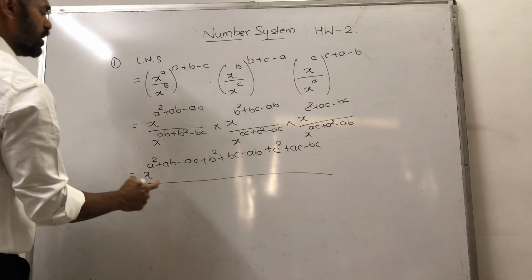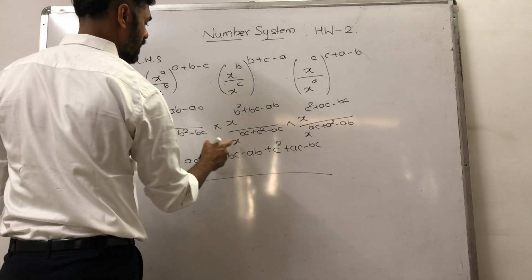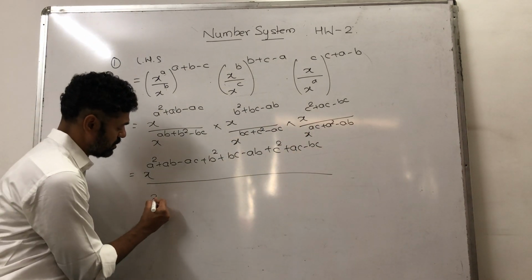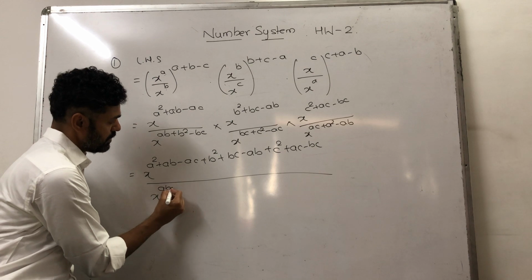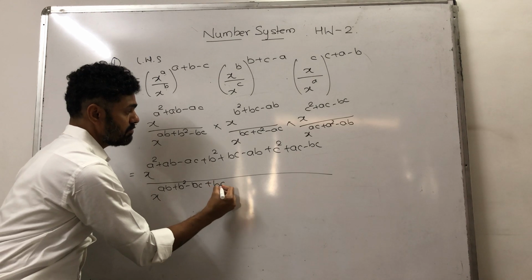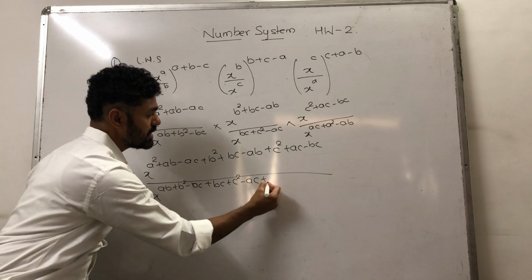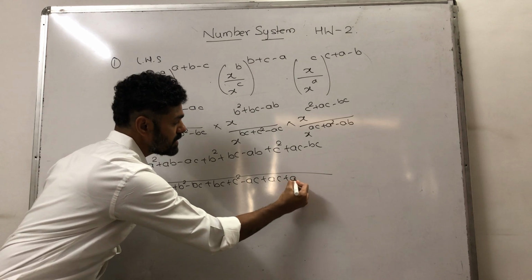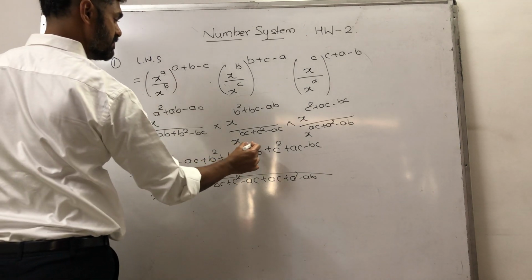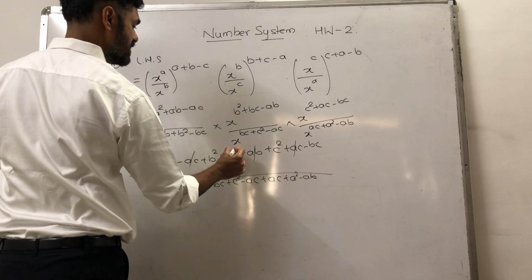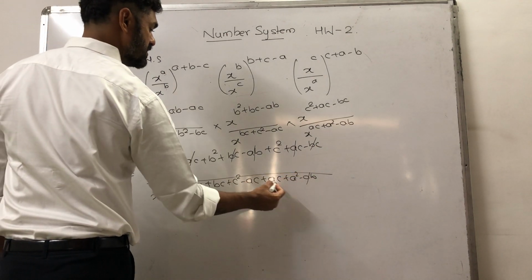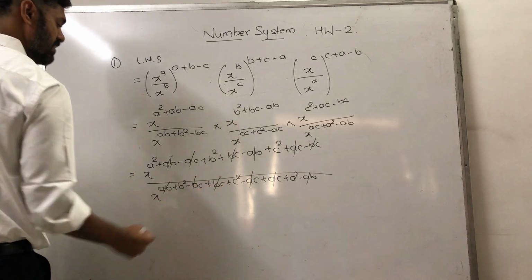Applying the same concept in the denominator, you have 3 terms with the same base x. The 3 terms are in multiplication relation. You add the powers, you have x raised to ab plus b square minus bc plus bc plus c square minus ac plus ac plus a square minus ab. Now plus ab minus ab gets cancelled, minus ac plus ac, plus bc minus bc. Same in the denominator, plus ab minus ab, plus ac minus ac, plus bc minus bc.